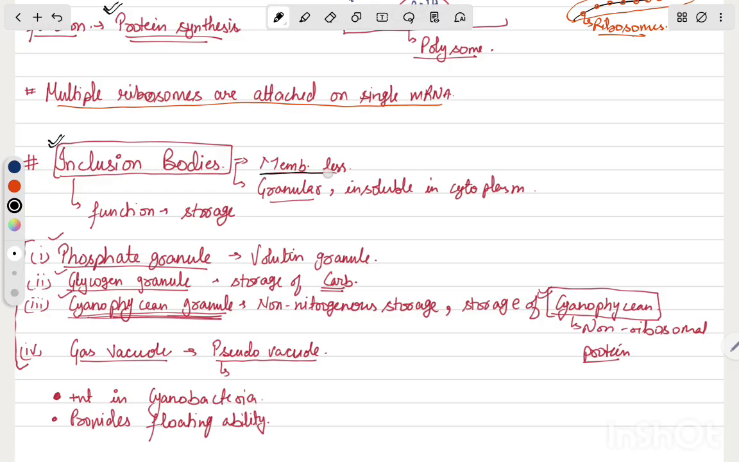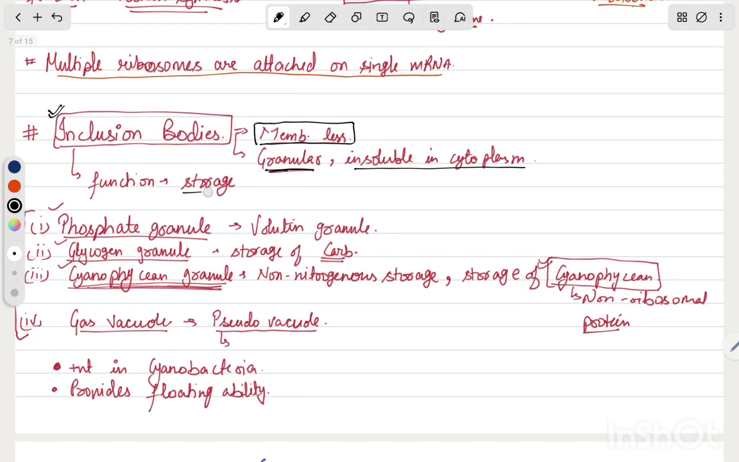Inclusion bodies are membraneless, and microbodies are membrane bound. It is granular and insoluble in cytoplasm. The function of inclusion body is storage. We have four types of inclusion body present in prokaryotic cell. Number one is for storage of phosphate. Phosphate granule storage. The type of granule is the volutin granule, right?